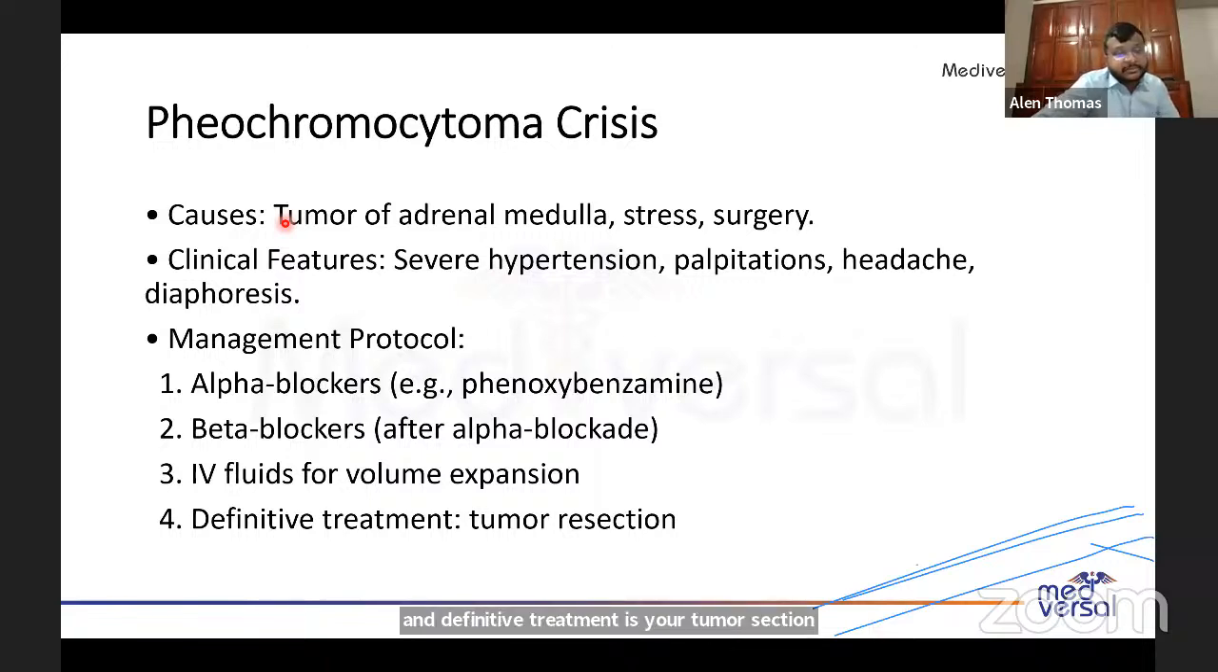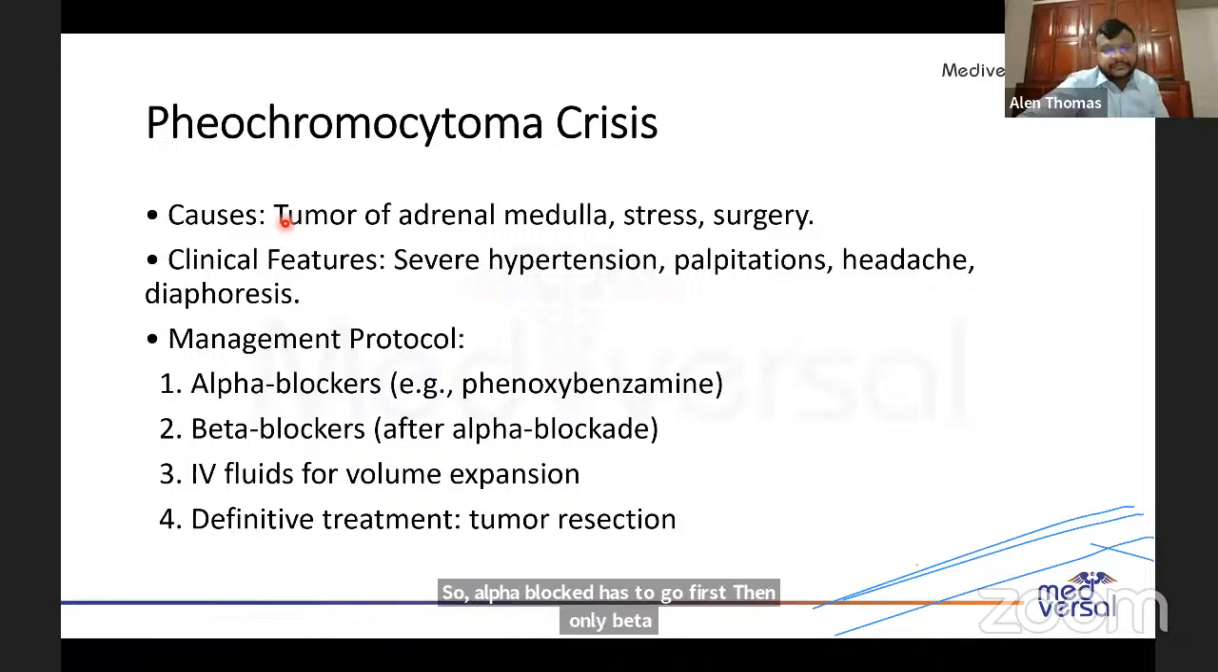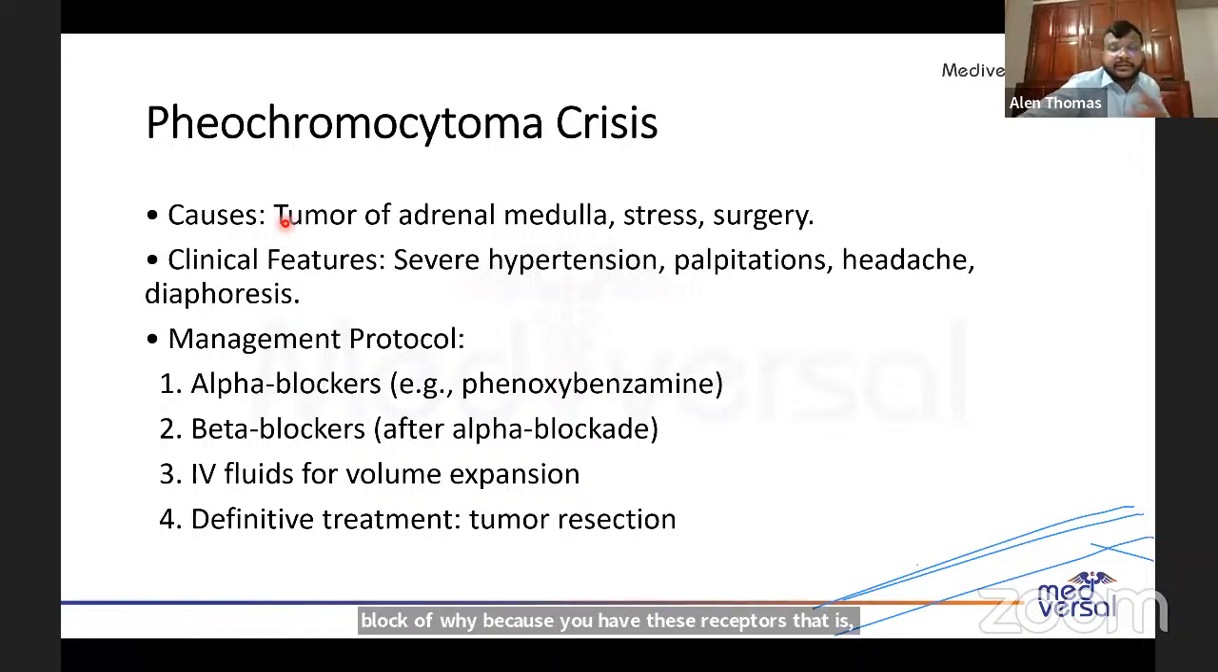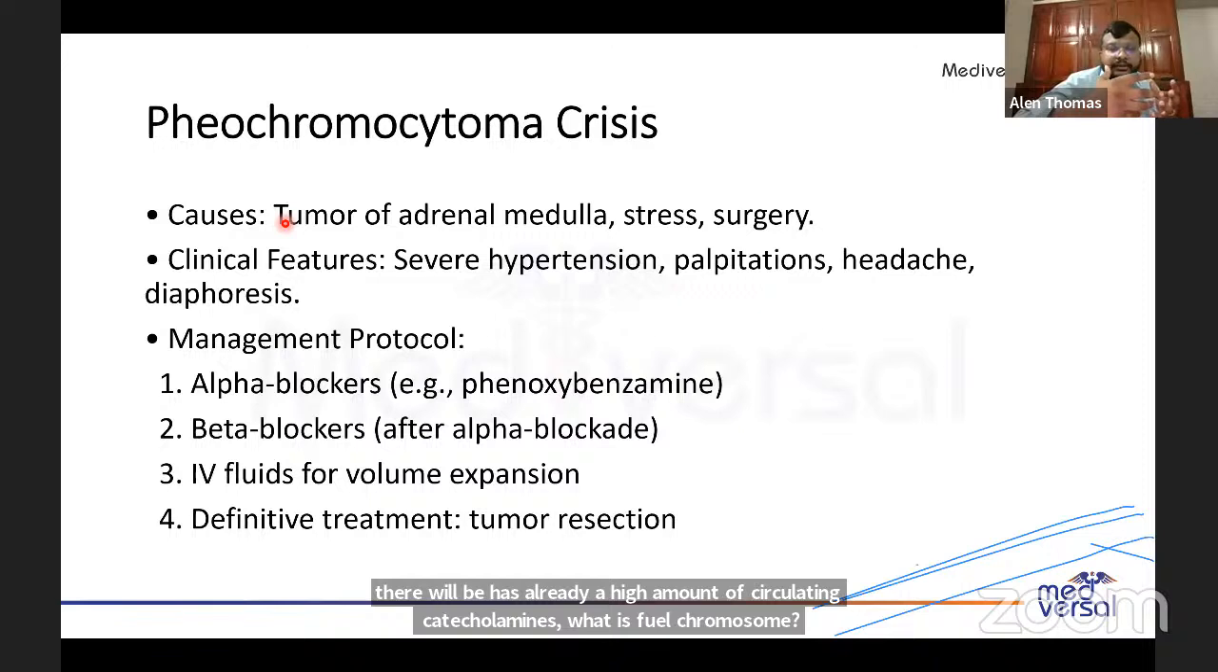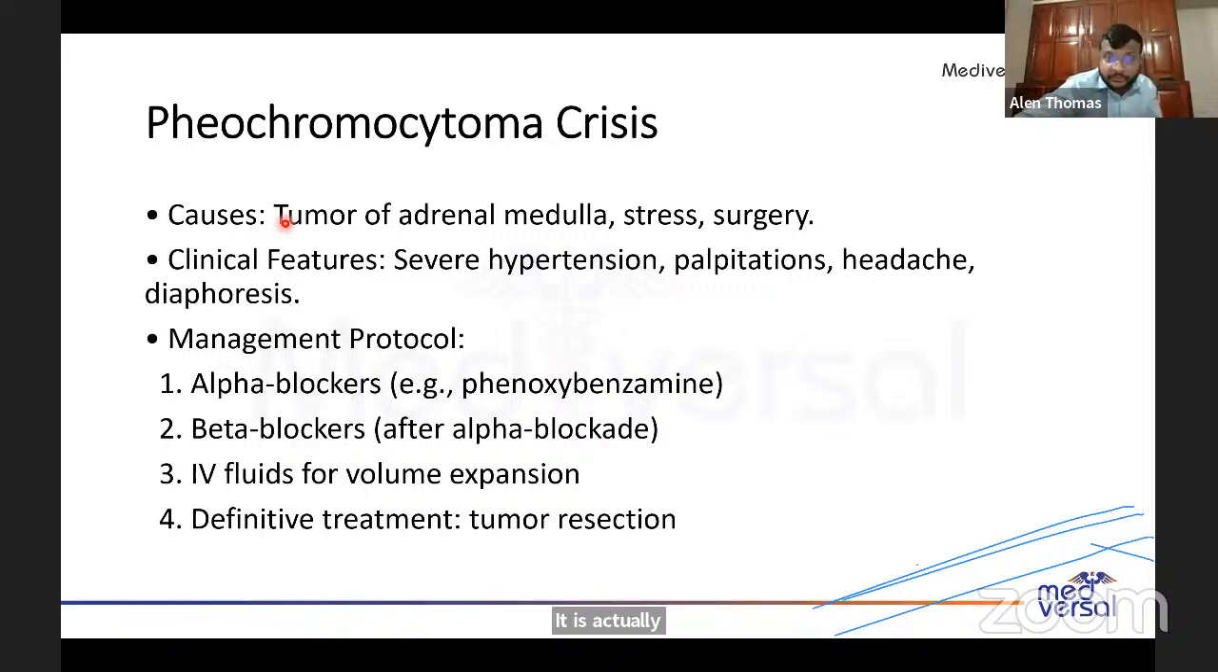In the management protocol, the very important thing you should know, how do I remember it? Alpha comes before beta. So alpha blockade has to go first, then only beta blocker. Why? Because you have these receptors. If you happen to give beta blockers first, there's already a high amount of circulating catecholamines. What is pheochromocytoma? It's an adrenaline secreting tumor, a catecholamine secreting tumor. So that is already there in the blood.